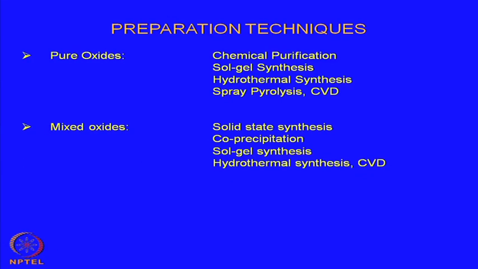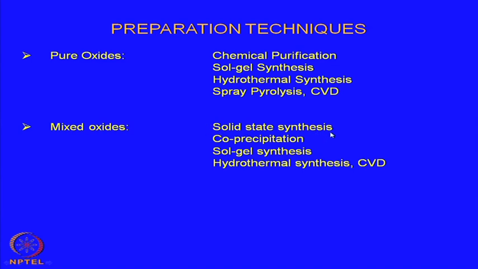You have a number of mixed oxides, as I mentioned a few minutes back. We need different kinds of mixed oxides like barium titanate, spinels or ferrites, nickel oxide, iron oxide, barium oxide, titanium oxide, strontium oxide, titanium oxide, and so on. So, they also have to be synthesized following special techniques.